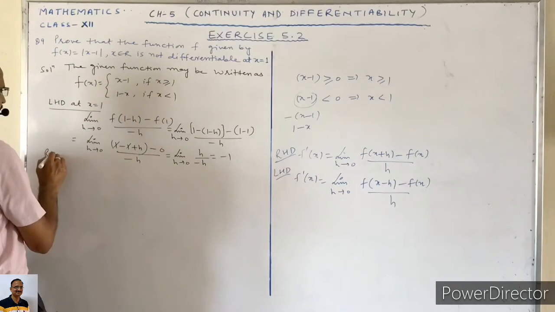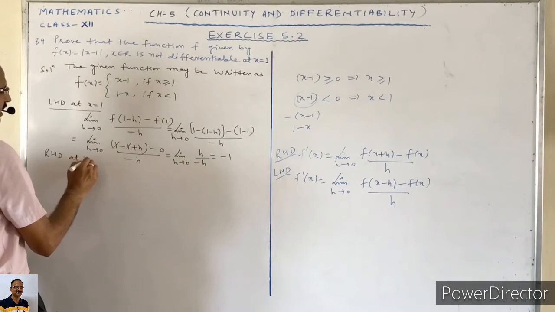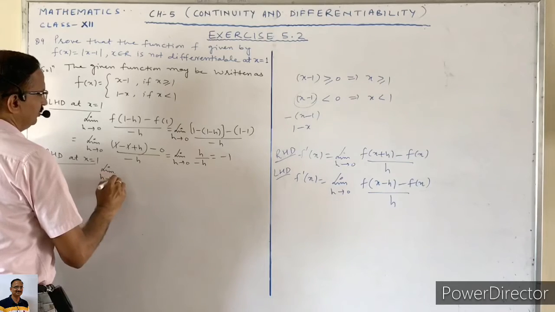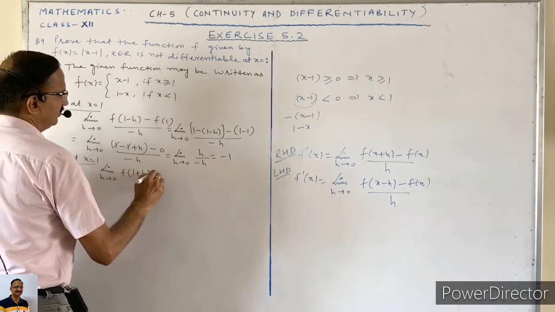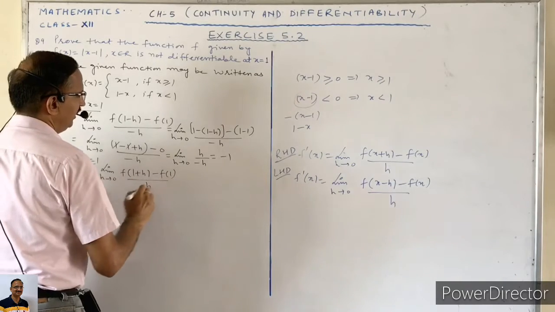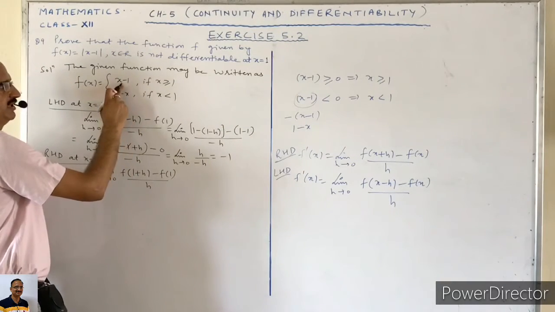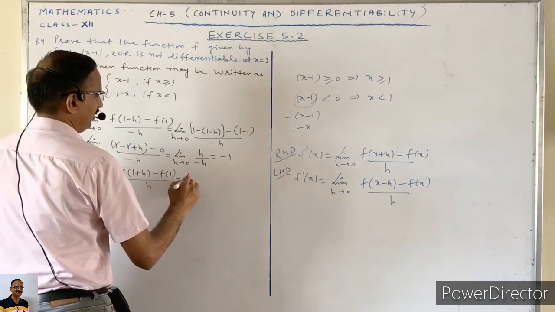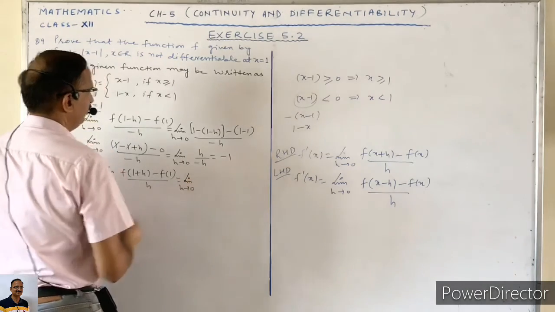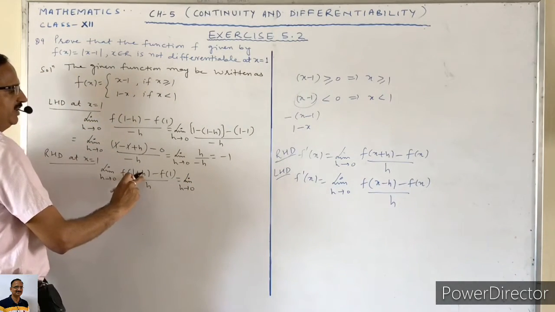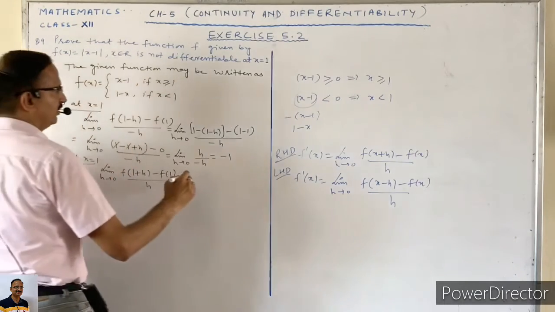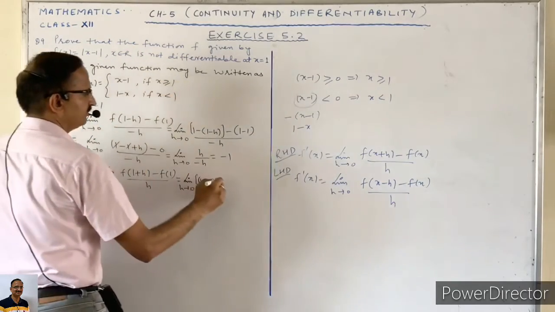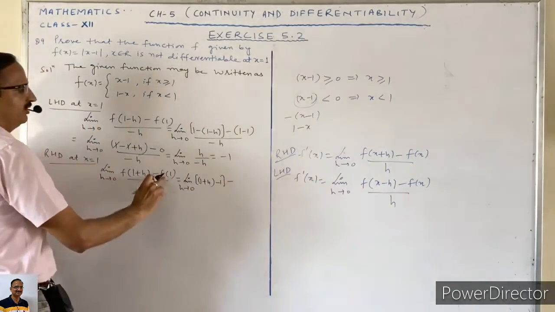Now the right hand derivative at x equals 1. So we will write limit h tends to 0, f(1 plus h) minus f(1) by h. Now we will use this function as x is greater than 1. So we can write limit h tends to 0. We will put this 1 plus h in place of x, so this is 1 plus h minus 1, minus the value of f(1).